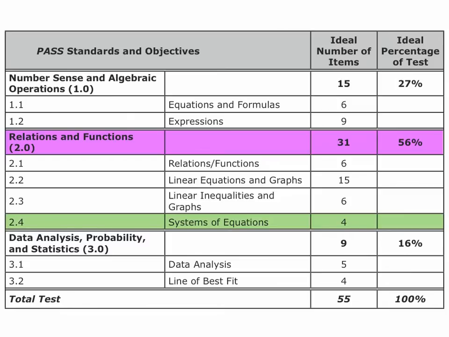If you look at how many questions or ideal number of items are going to be on the test over systems of equations, this says 4. So out of the 31, it's not the largest chunk, but systems of equations is still an important concept to know before you take this test.